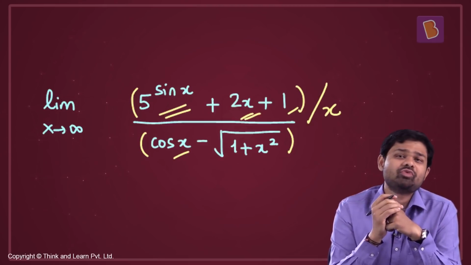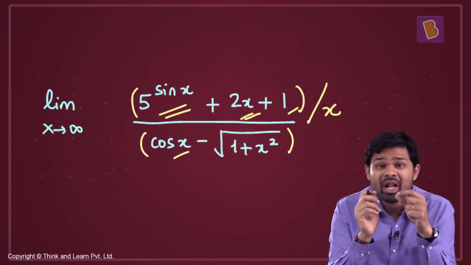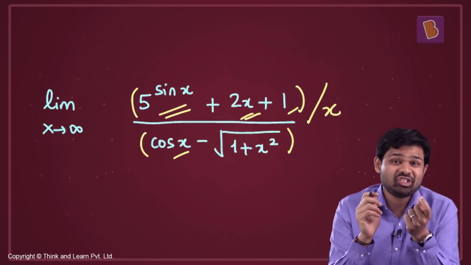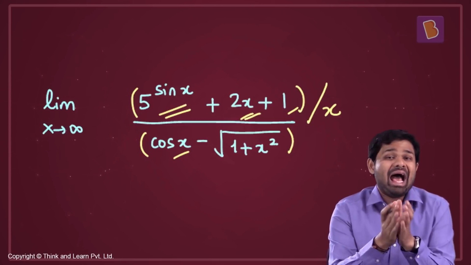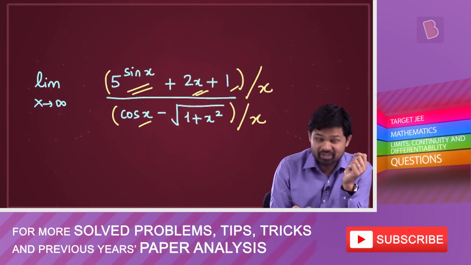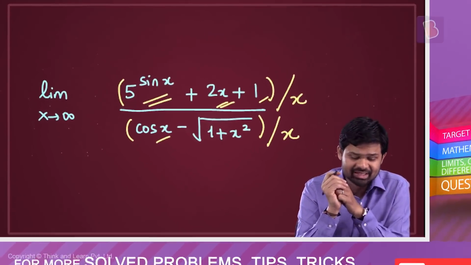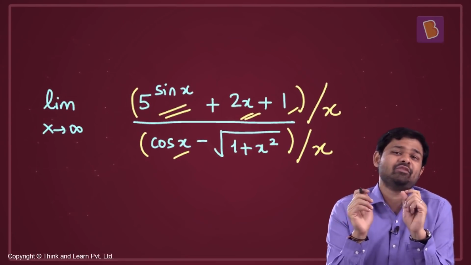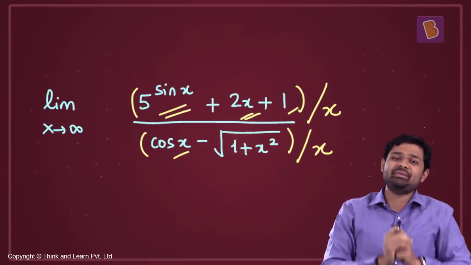What happened to root of 1 plus x square? Now root of 1 plus x square is also going to grow as your x grows. In fact, it's going to go in a quadratic way as my x grows. So if I divide this also by x, because if I divide the numerator by x, I have to divide the denominator by x, cos x will be taken care of. Let's see if under root of 1 plus x square will be taken care of. So I can rewrite the entire limit in this way.